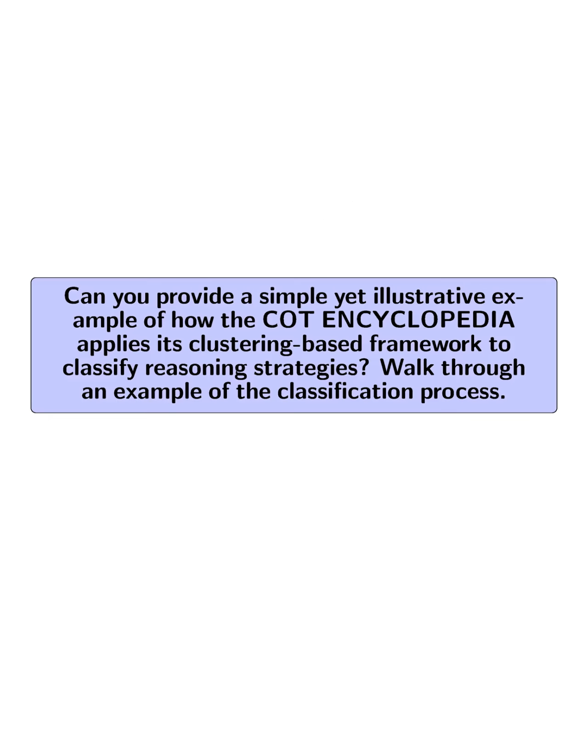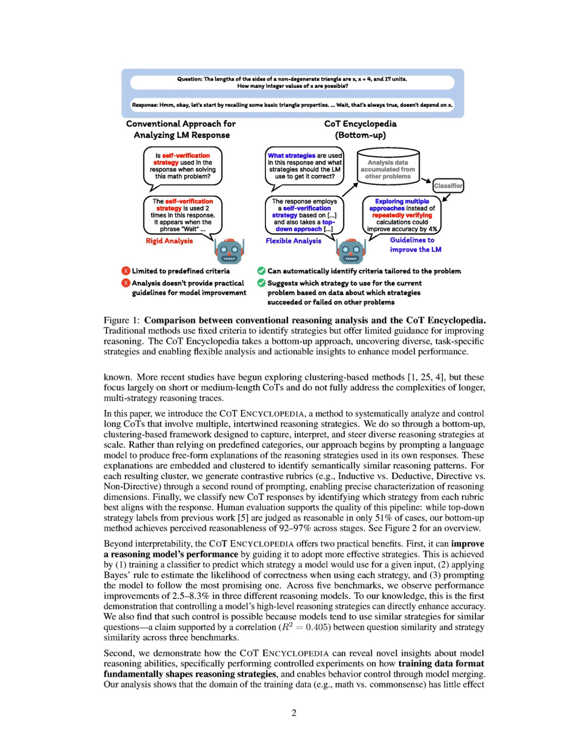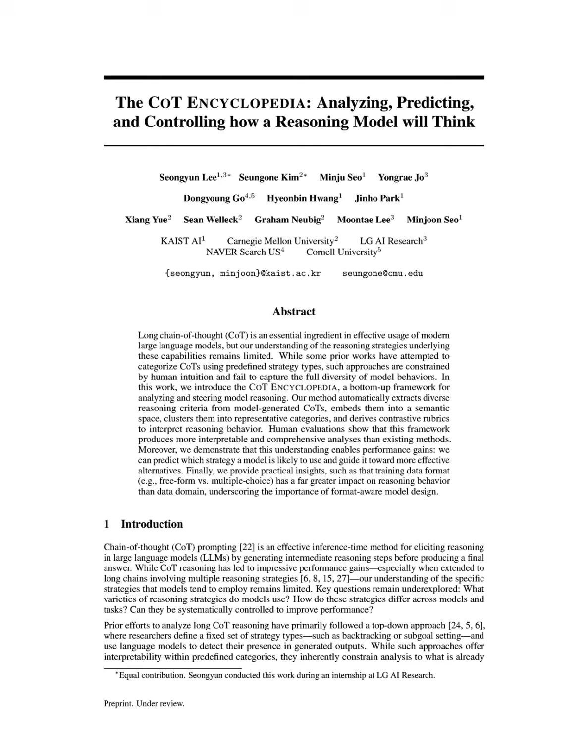Can you provide a simple yet illustrative example of how the COT Encyclopedia applies its clustering-based framework to classify reasoning strategies? Walk through an example of the classification process. The COT Encyclopedia employs a clustering-based framework to classify reasoning strategies through a systematic 5-stage process. For instance, consider a set of chain of thought COT outputs from a language model.